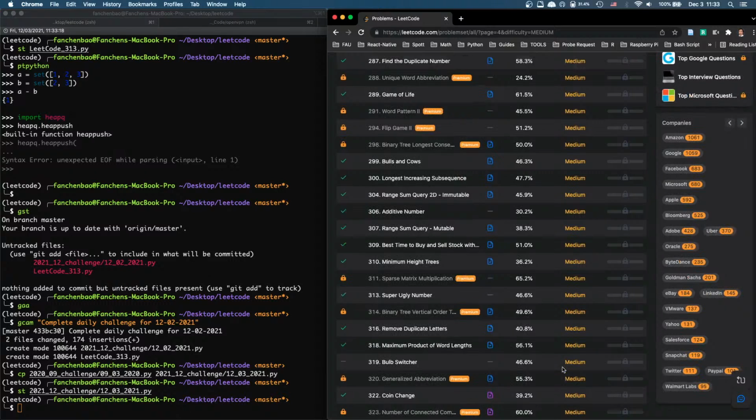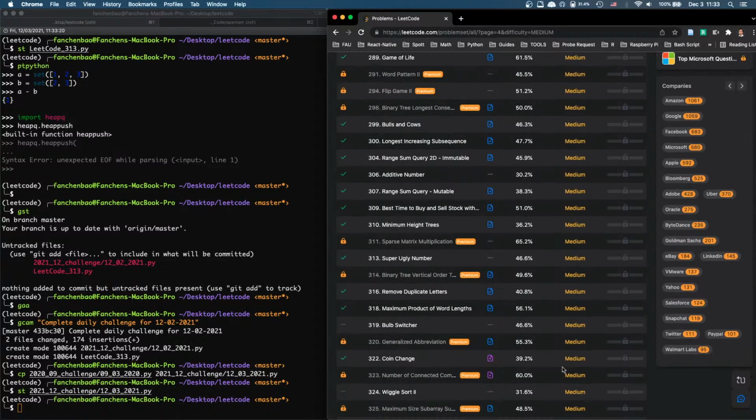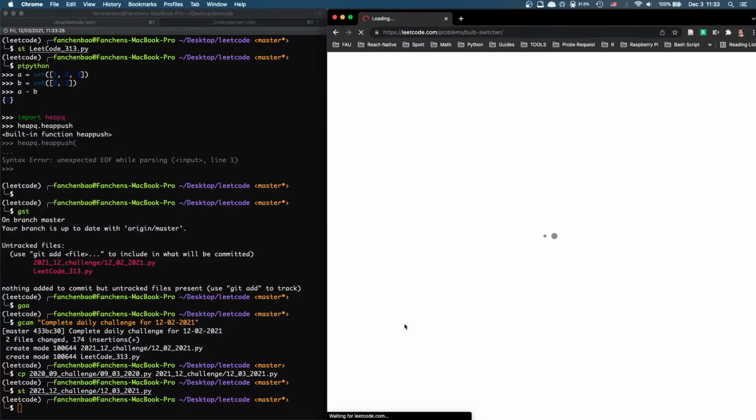Okay. What do we have? We have number 319, Bulb Switcher. For light bulbs, I guess. Switch light bulb. Bulb Switcher.